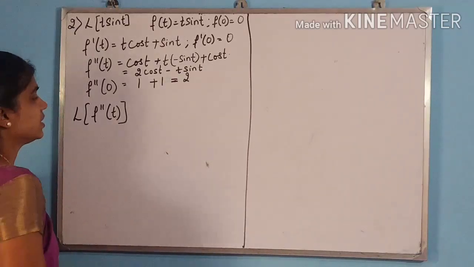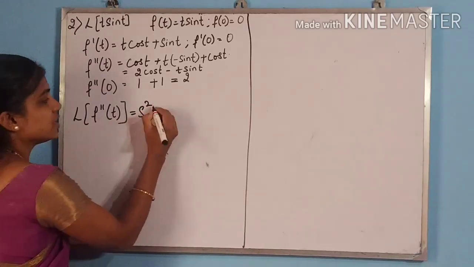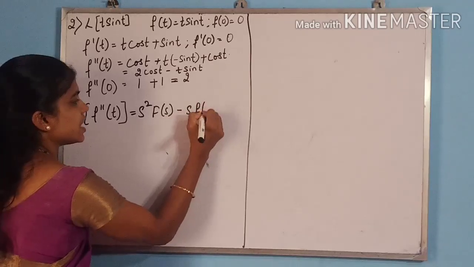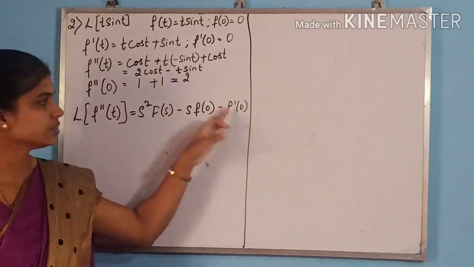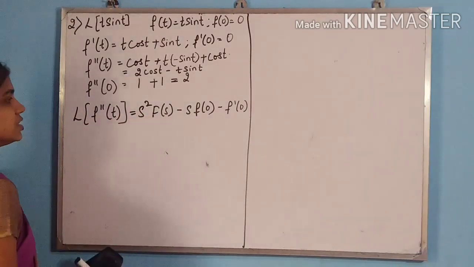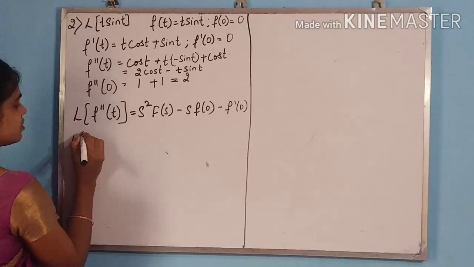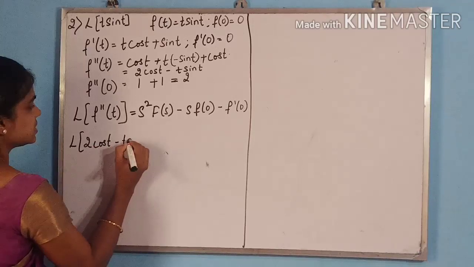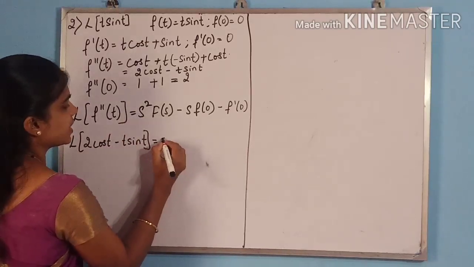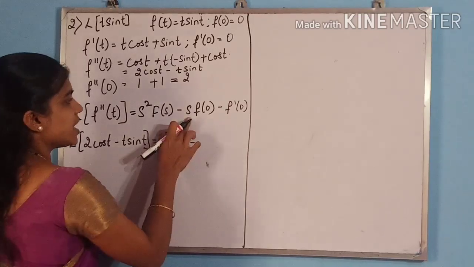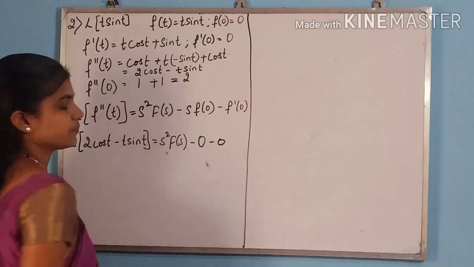Right. So Laplace transform of f double prime of t is equal to s square f of s minus s f of 0 minus f prime of 0. Here we have 2 and 2. So let's go on substituting. Laplace transform of 2 cos t minus t sin t is equal to s square f of s, I am going to keep it like that, minus s into f of 0. f of 0 is 0, so it is going to be 0. And f prime of 0 is also 0. So I am going to keep it like that.